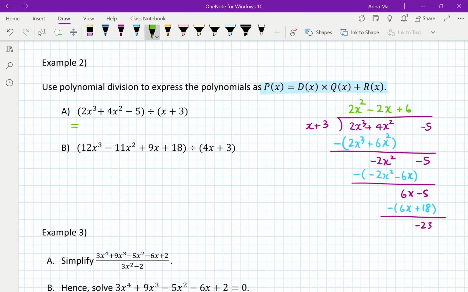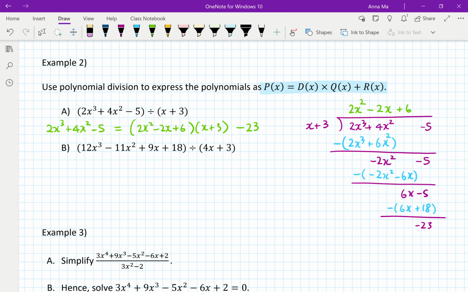So then, for part A, I can say that it is equal to, oh no, I shouldn't say that's equal to. I should say that the dividend is equal to my quotient times the divisor plus negative 23, so minus 23, which is my remainder. You guys can try part B by yourself. It's still a binomial, so I don't think it's too bad.